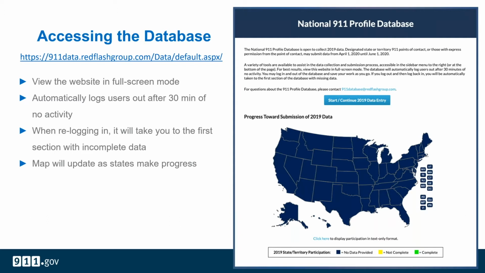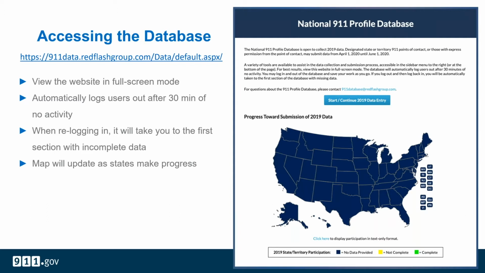When you are logging in, re-logging in, it will take you to the first section with incomplete data. So say you get in there, you fill in the first section, save it, and then log out, or it logs you out automatically. When you log back in, you'll automatically go to section 2. Or say you are filling out the survey, you get through section 7, but there's a question that you forgot to answer in section 2 or just skipped because you didn't have the answer. When you re-log in, you'll go back to section 2.